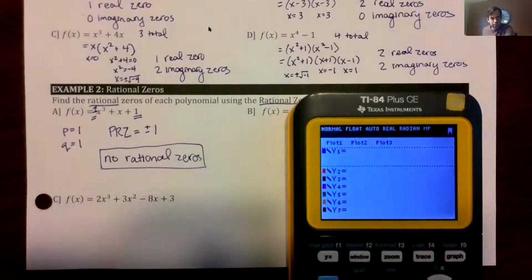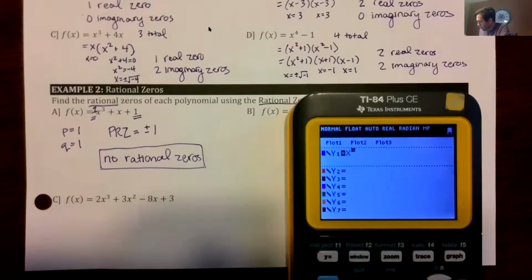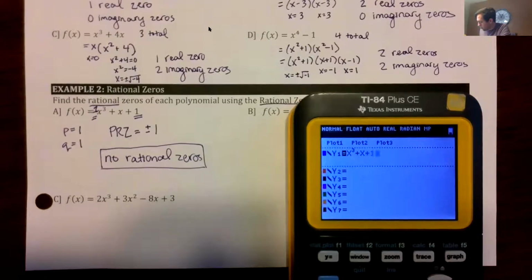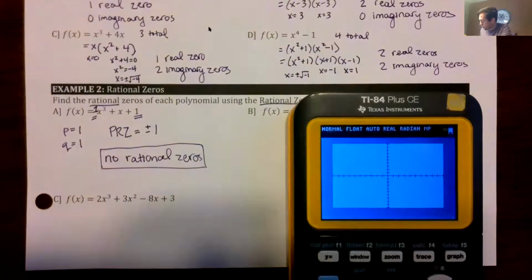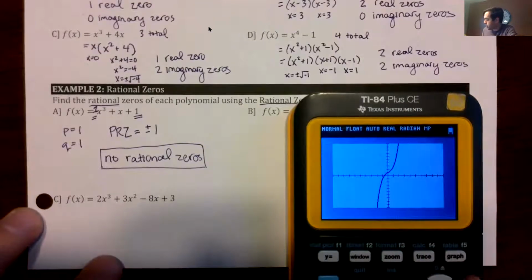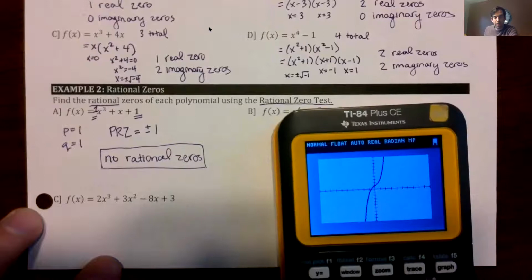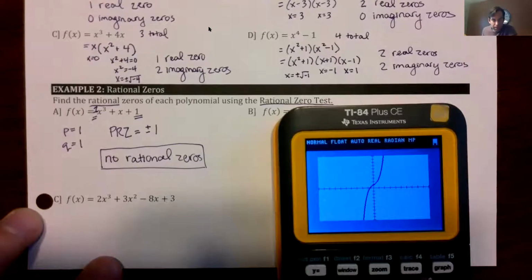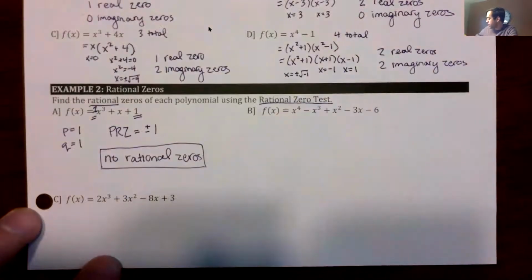Looking at x cubed plus x plus 1. Okay, so there's definitely one real zero, but it's definitely not rational, so it must be irrational. And the rational zero test doesn't help us find that, and the question doesn't ask for that. So we are not going to find even an approximation for that zero, but you can tell it's not 1 or negative 1. It's between 0 and negative 1. Let's keep going to letter B.